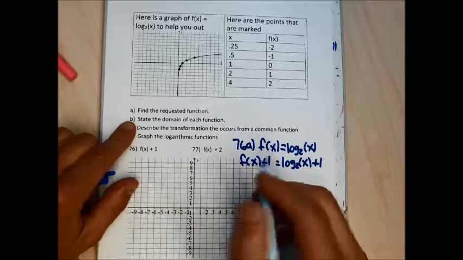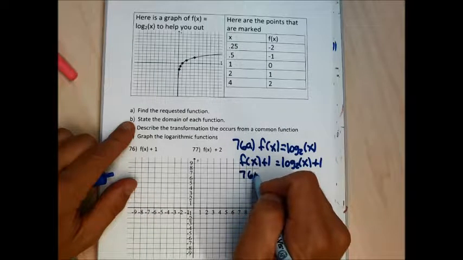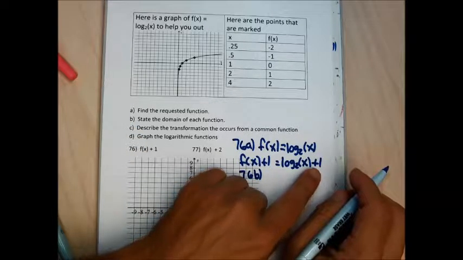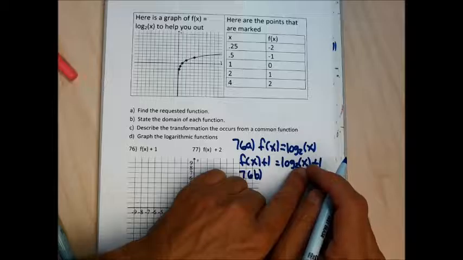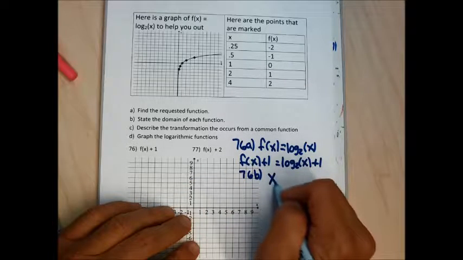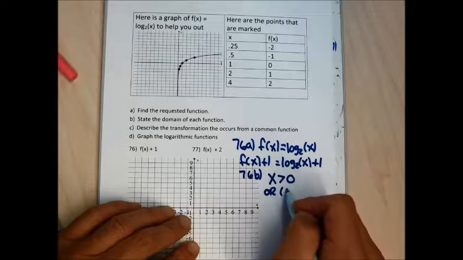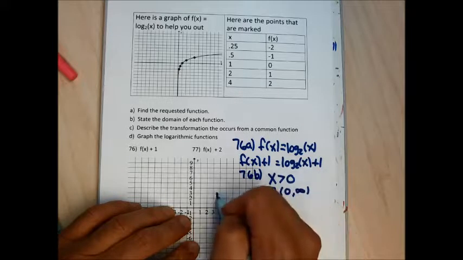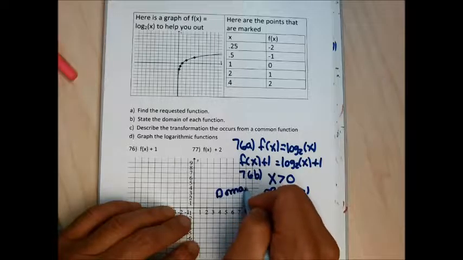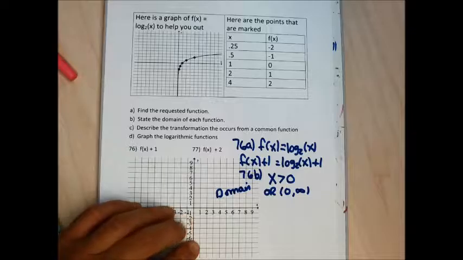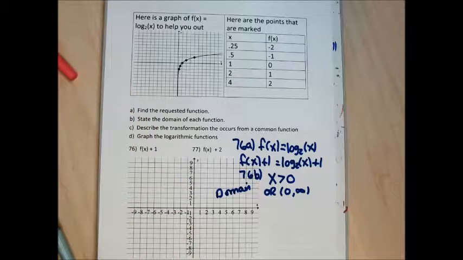To do the domain, this is a tricky one. When I go to do the domain in 76b, the plus 1 is not going to impact the domain. To find the domain of a logarithm, you just set the argument greater than 0. And so the domain was either going to be x is greater than 0 or 0 to infinity. The only time the domain is not going to be 0 to infinity is if you shift the graph right or left, or if you reflect it over the y-axis, I guess that might also change the domain, but we might see that in a second. So that's done with part B.